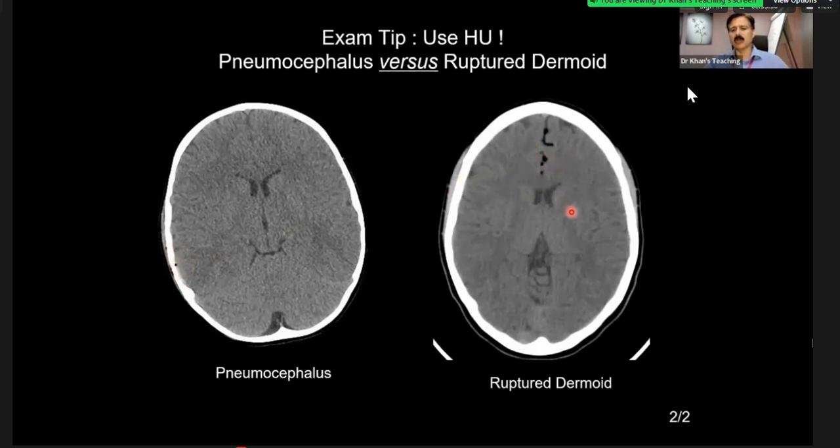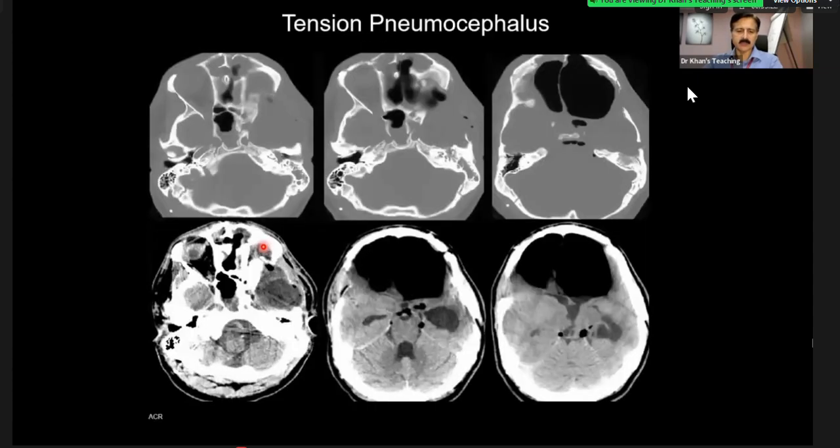This was a ruptured dermoid. Fat will have density anywhere between about -50 to -100. This will be minus a few hundreds, like 600, 700. Pneumocephalus, I'm just showing you, all of you know what is pneumocephalus. Pneumocephalus sometimes can cause pressure effects also. In this case, if you see here, there are a lot of base of skull fractures, and there is so much air that it is causing a bit of pressure effect here. And look at the word tension pneumocephalus. You have seen tension pneumothorax, but this is pneumocephalus.